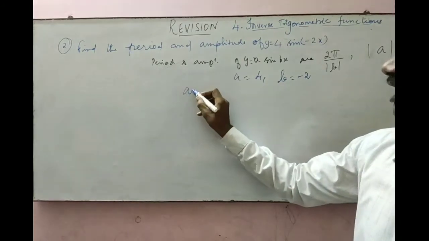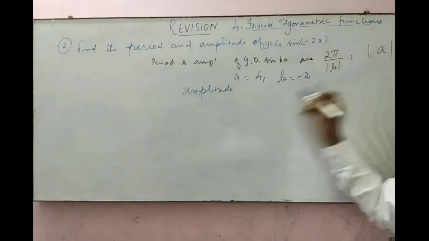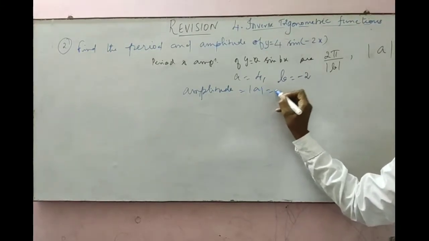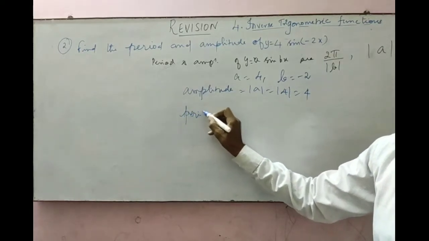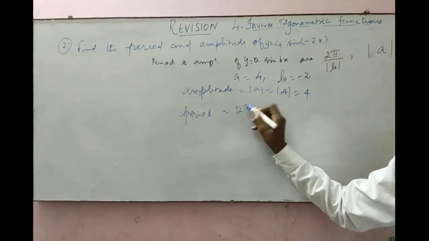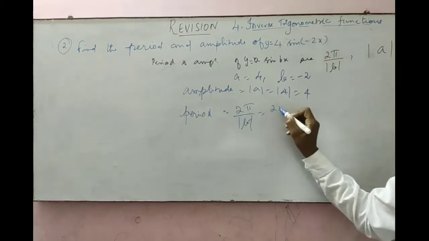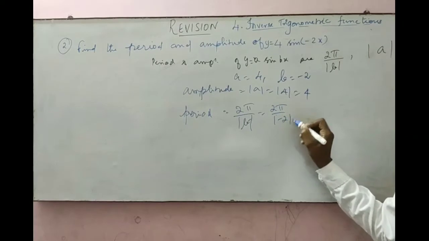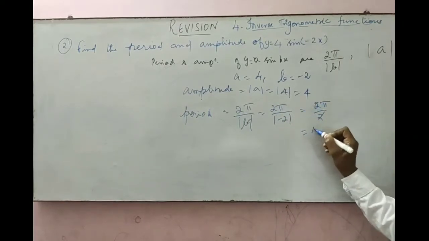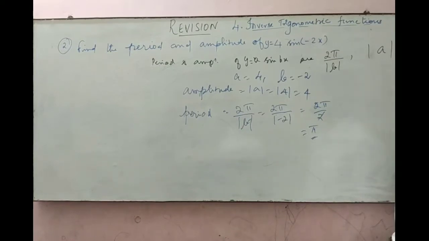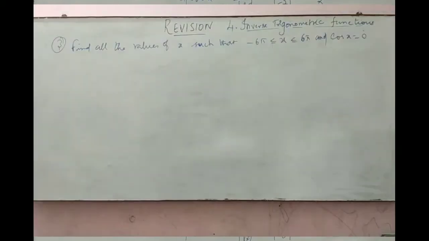Now we can write the amplitude and period using the formula. The amplitude is modulus of a, that is modulus of 4, which is 4. The period is 2 pi by modulus of b. The modulus of minus 2 gives plus 2. 2 gets cancelled. The period is pi. So the amplitude is 4 and the period is pi.